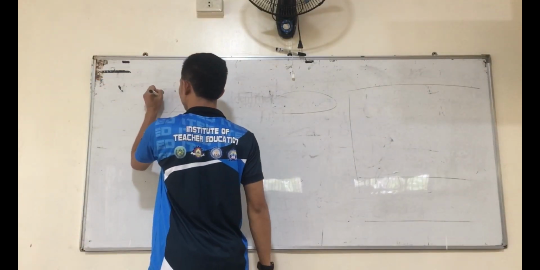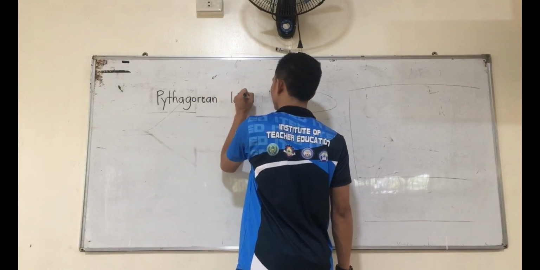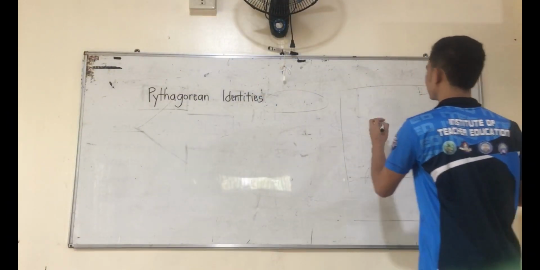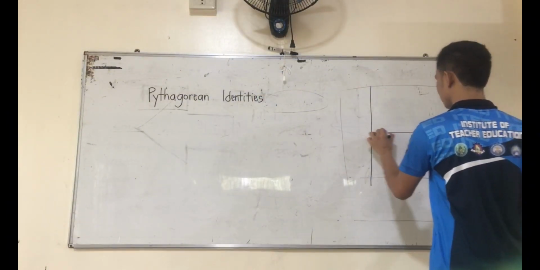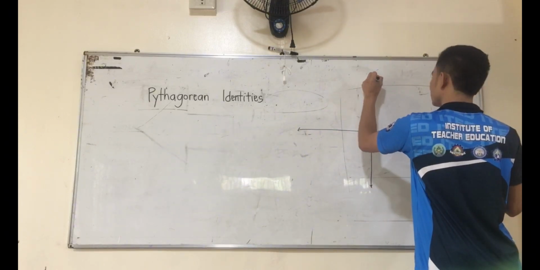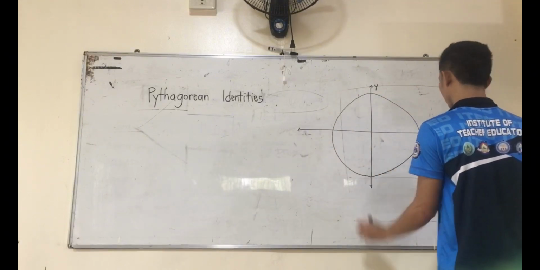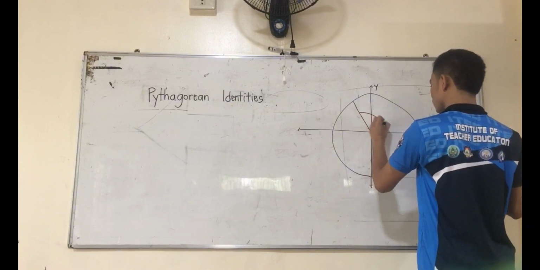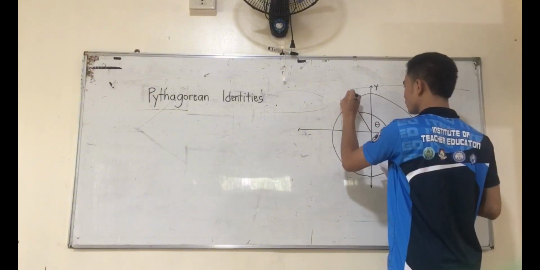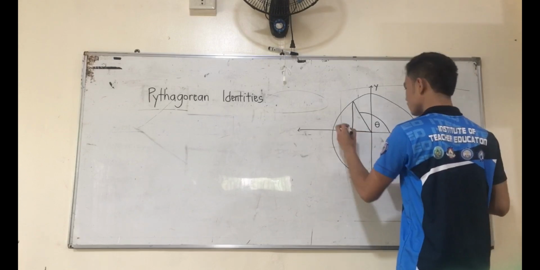In this video, we're going to discuss the Pythagorean identities, which are probably the most important trigonometric identities. So let's start with the unit circle. And we have the y coordinates and x coordinates. And we have an angle theta. And to derive these identities, we're going to draw a triangle from that point.